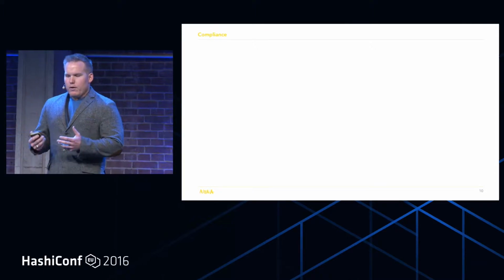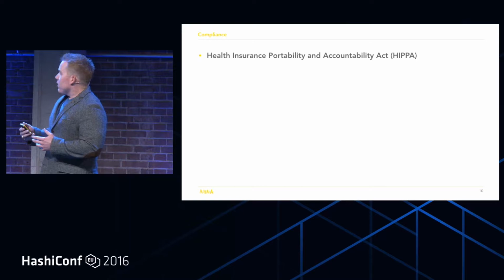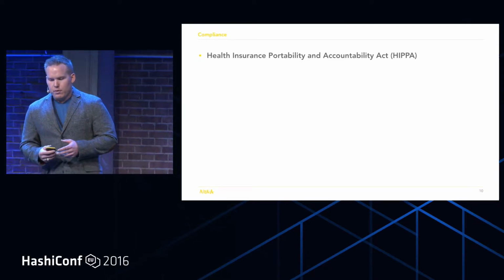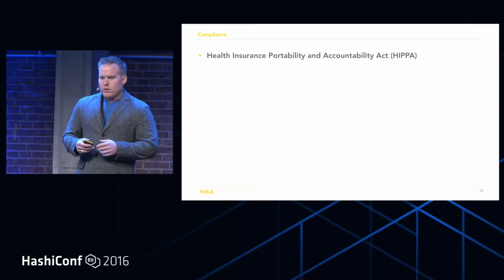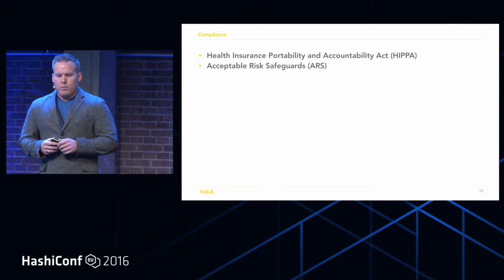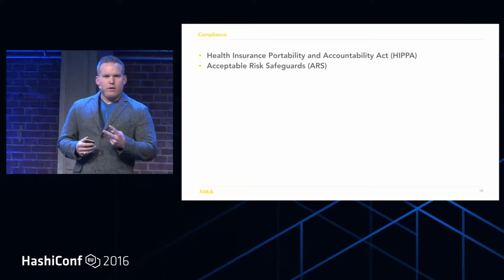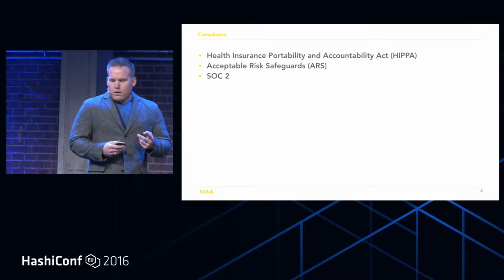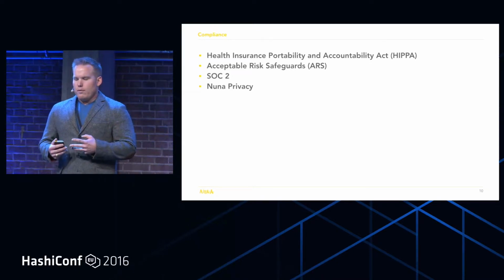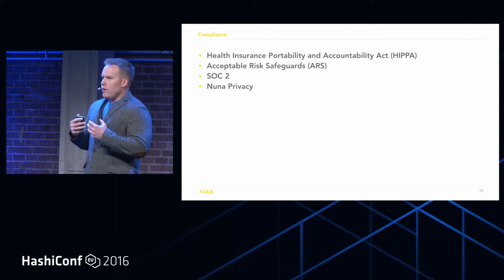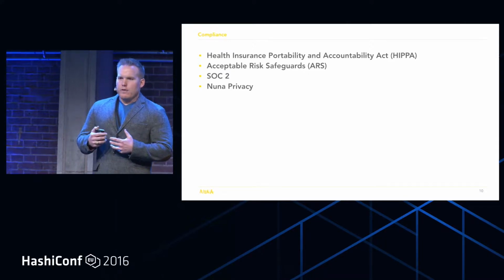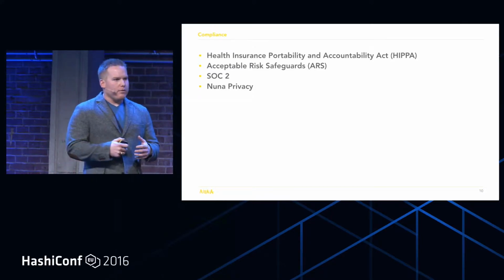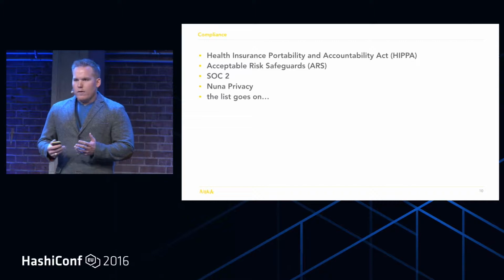So being a healthcare company, we always have to be sure that we're in compliance with HIPAA, the Health Insurance Portability and Accountability Act. We also have to make sure that we comply with the government's acceptable risk safeguards. So these are already two compliance standards that we have to adhere to. We also have to be SOC 2. We have our internal Nuna privacy standards that we continue to develop, and make sure that our internal standard complies with at least, if not beats, the other compliance standards that we have to adhere to. And the list goes on and on.